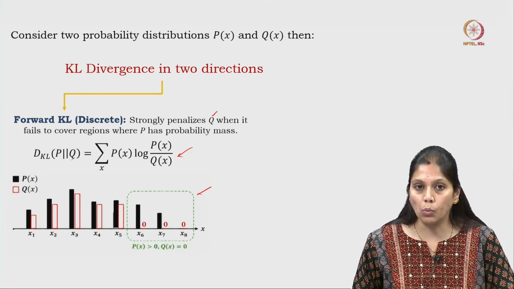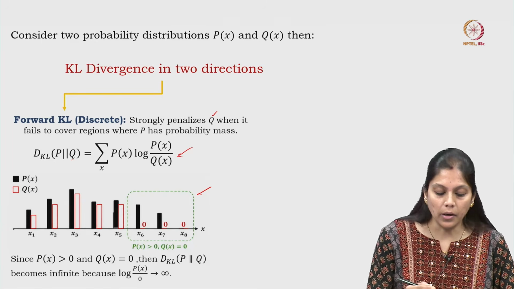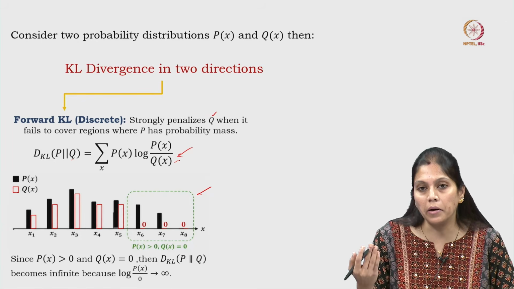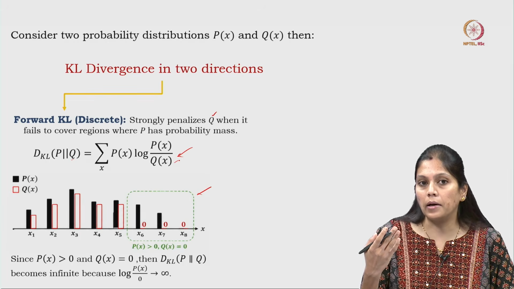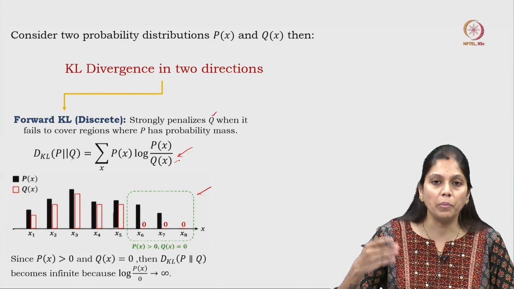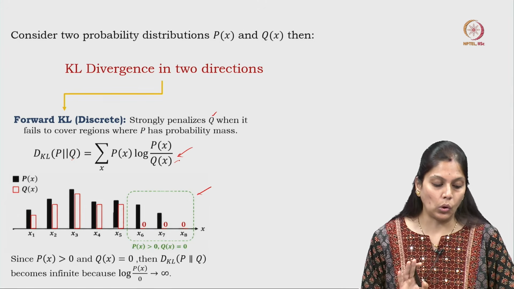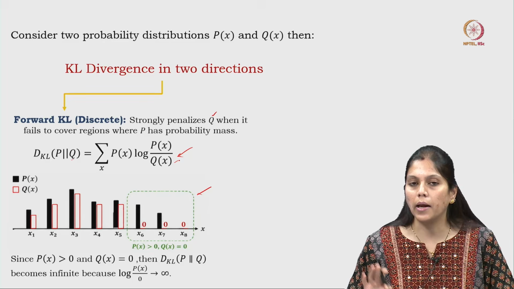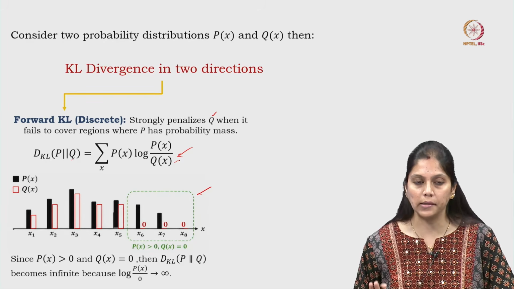So in this case, what exactly is going to happen? Here Q value is 0. Something divided by 0 becomes infinity, then definitely the forward KL value will be very large, right? So then there is something wrong. Then the model will take an appropriate action. What it will take, let us see that.